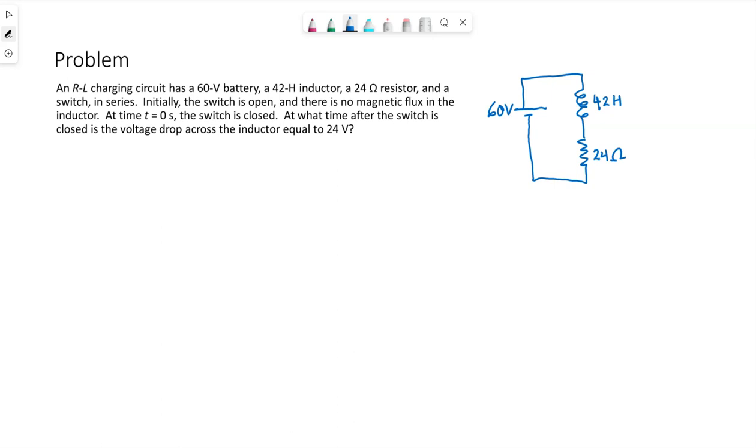It tells us there is no magnetic flux in the inductor when the switch is open. That means the inductor has no energy. There was no current flowing through it before the switch was closed. So what we're trying to find is what time after this switch is closed is the inductor's voltage drop equal to, not 42, 24 volts.